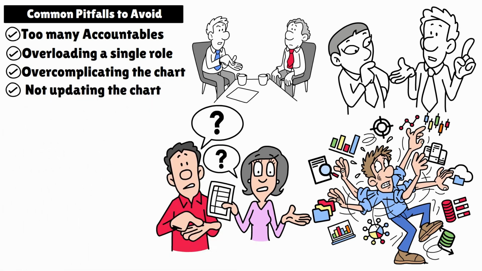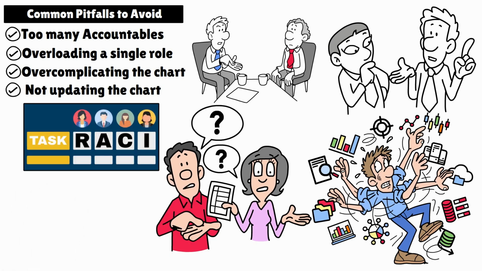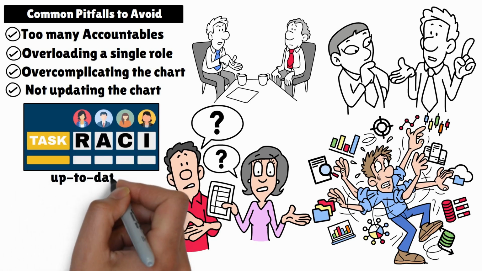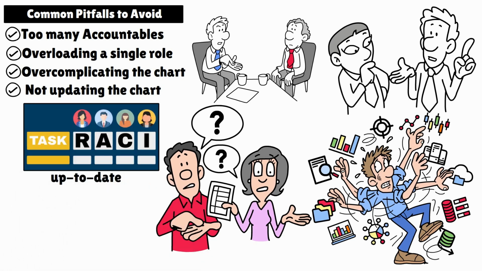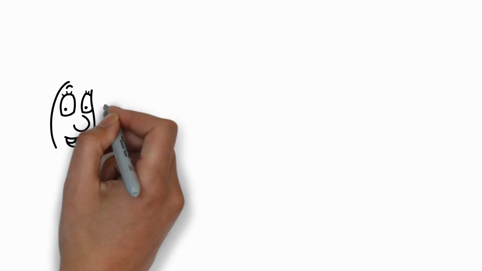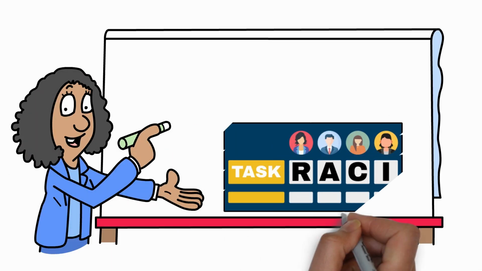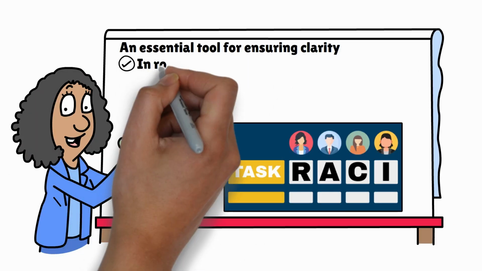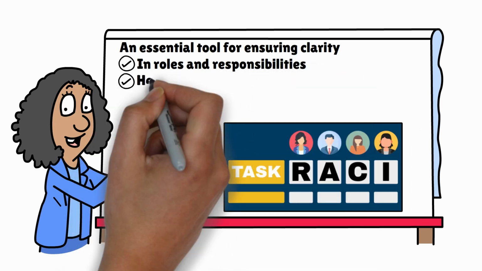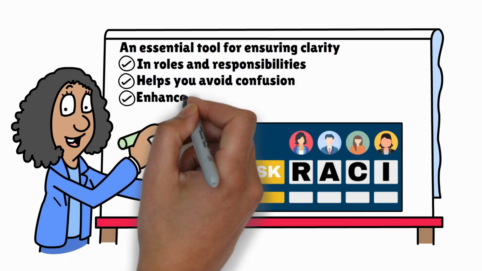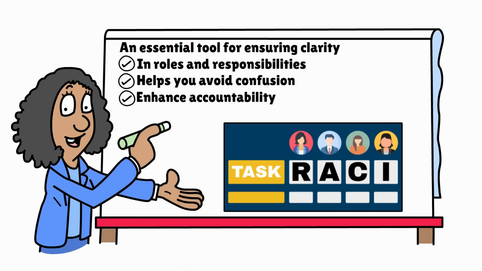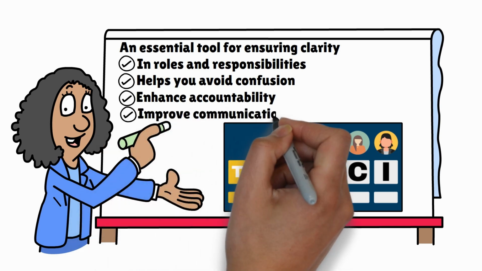Not updating the chart. A RACI chart is only useful if it's up to date. Make sure to revise it as the project evolves. To wrap things up, the RACI chart is an essential tool for ensuring clarity in roles and responsibilities in any project. It helps you avoid confusion, enhance accountability, and improve communication within the team.